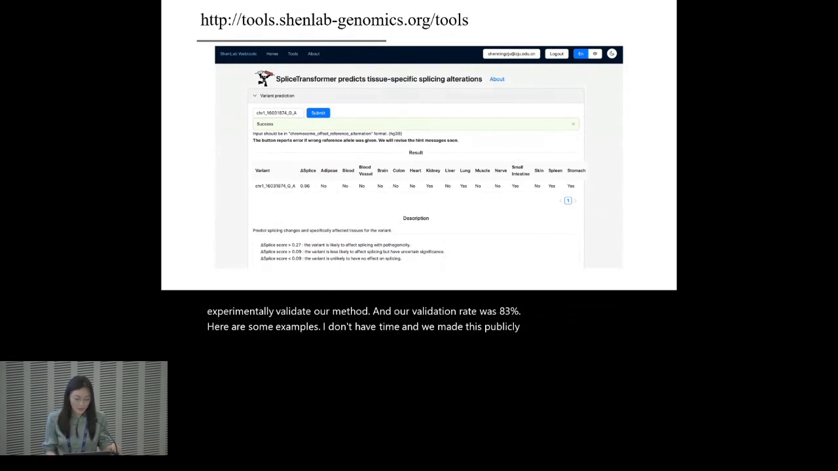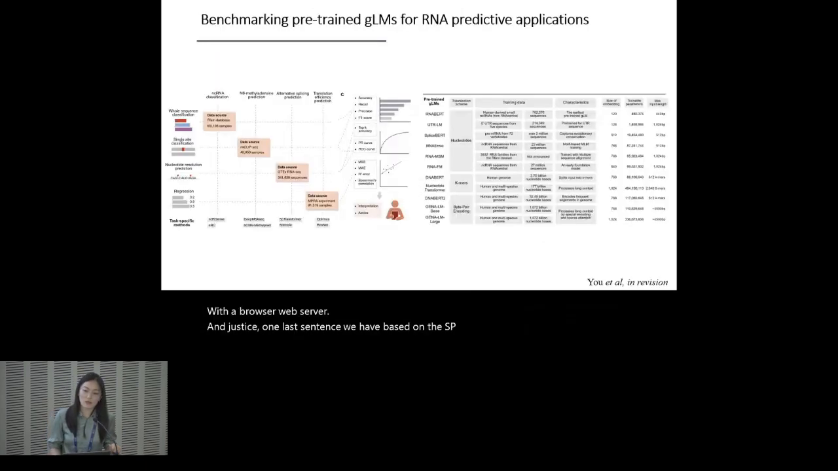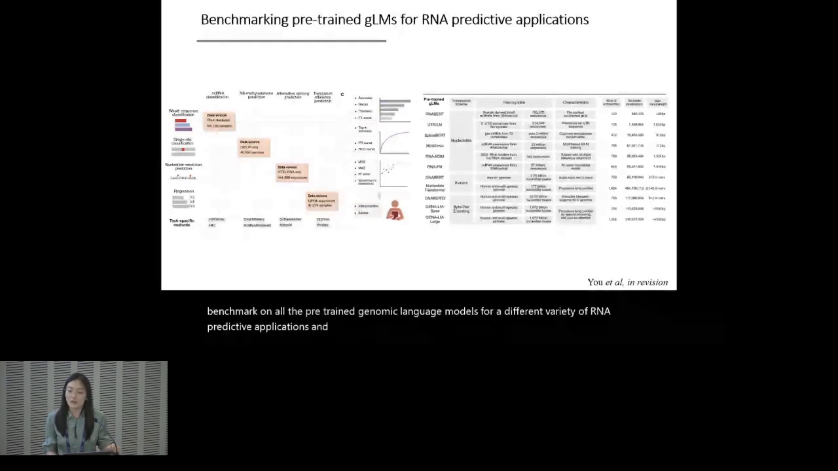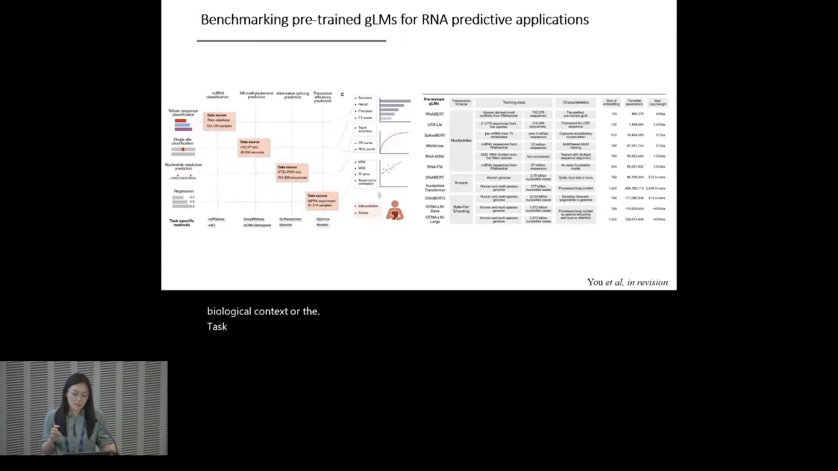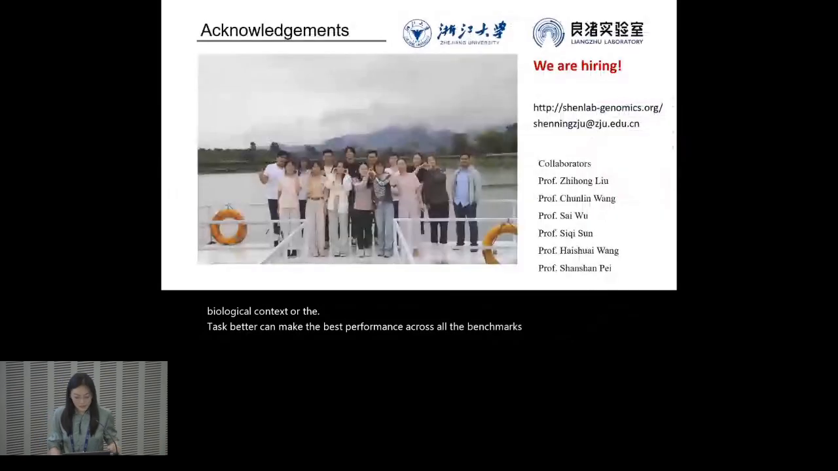And just one last sentence: based on the SpliceTransformer, we tried to do a further benchmark on all the pre-trained genomic language models for a variety of RNA predictive applications. And we surprisingly found that for the large language models, it's not always the larger the better, but the models that fit the biological context or the biological task better can achieve the best performance across all the benchmarks. And this is our team.